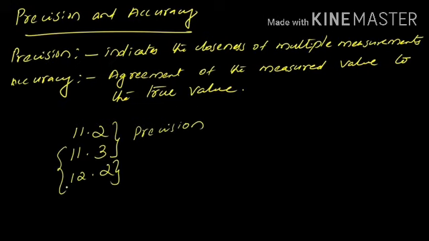But 12.2 is a completely different value. So when you compare it with those two values, it is not a precise value. Here precision is not there. But for 11.2 and 11.3, there is a closeness in their measurement.